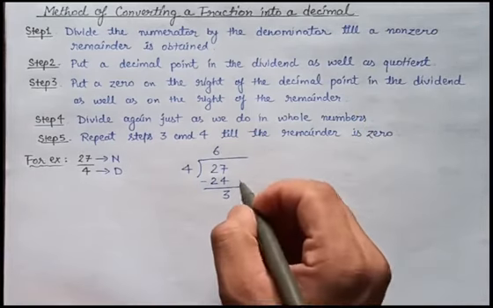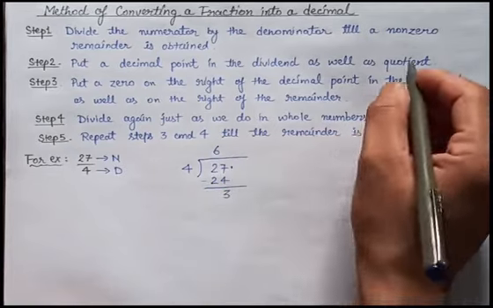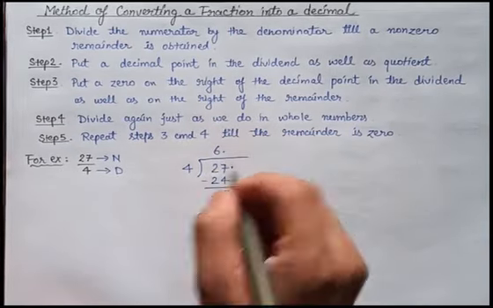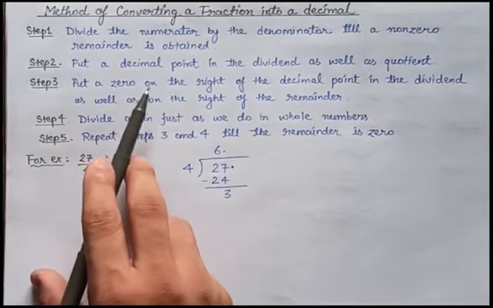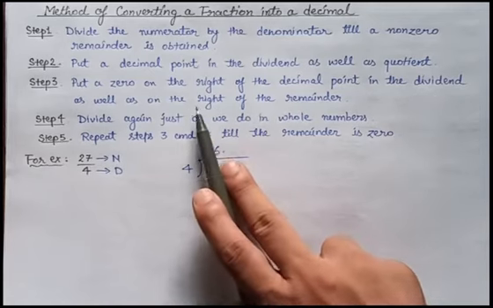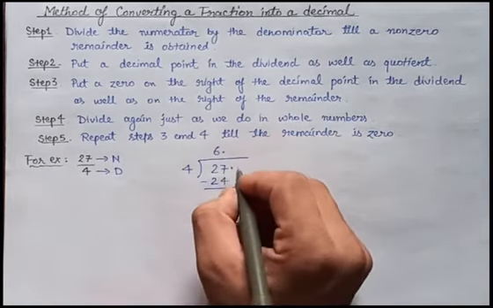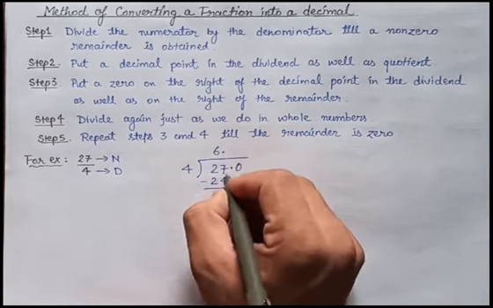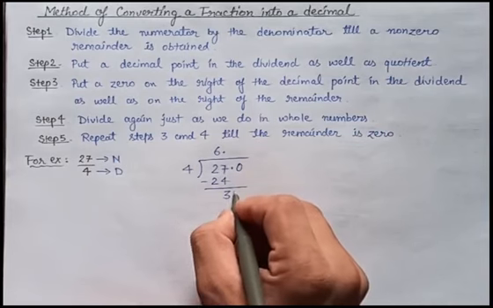So according to step 2, we will put a decimal point here in the dividend and also in the quotient, that is here. Okay, now let us move to step 3. Put a 0 on the right of decimal point in the dividend as well as on the right of the remainder. So we will put a 0 on the right of decimal point in the dividend and also on the right of the remainder, that is here.